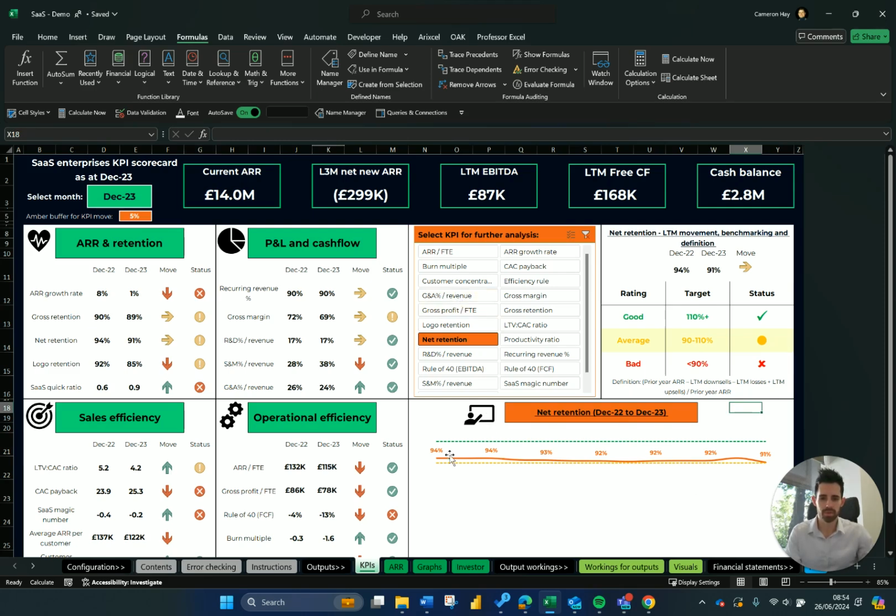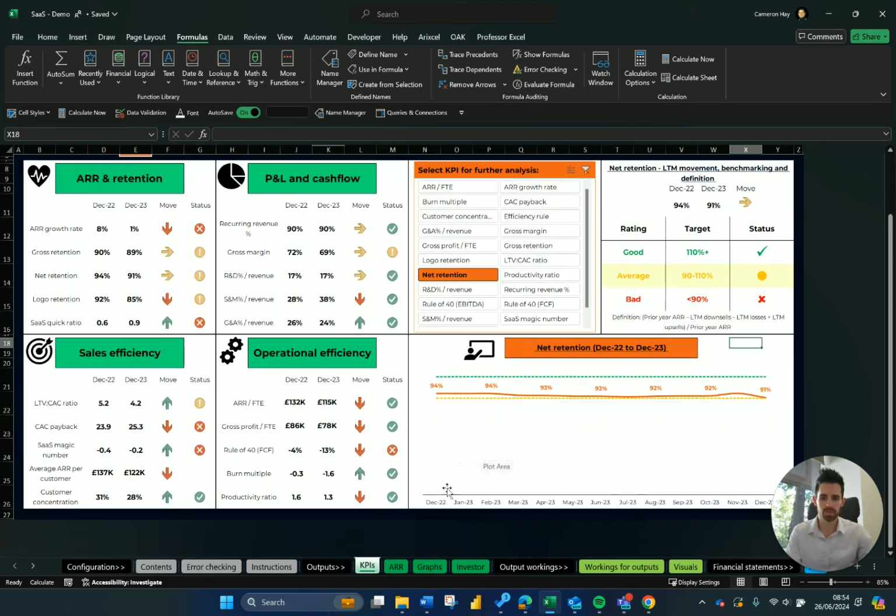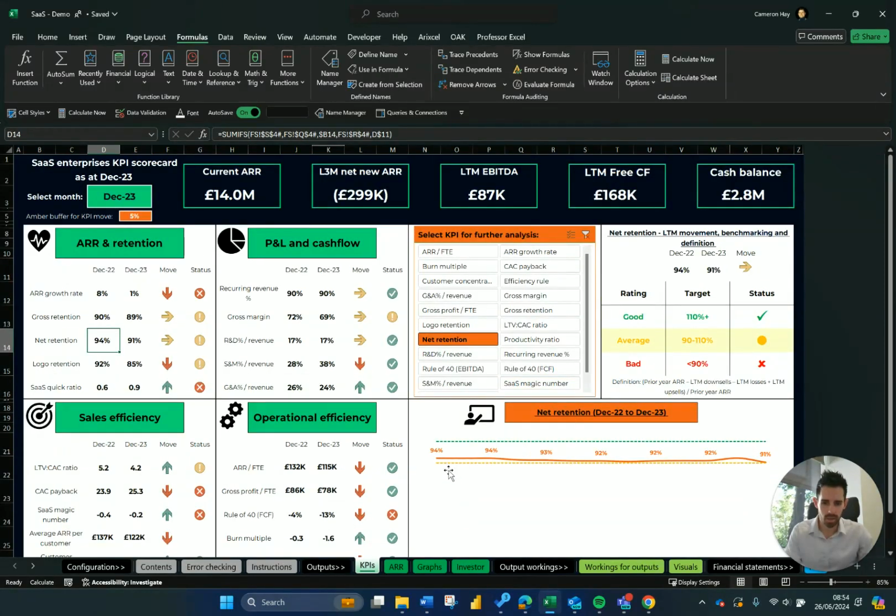Taking the example of net retention here, you've got 94%, which is December 2022, and then 91% in December 2023. These lines indicate average or good scores. In this case, you can see that it's always hovered around that average mark. A question that always gets raised is, how are you defining and calculating these metrics? So we've got that in there. And then again here you can see the 94 and 91.